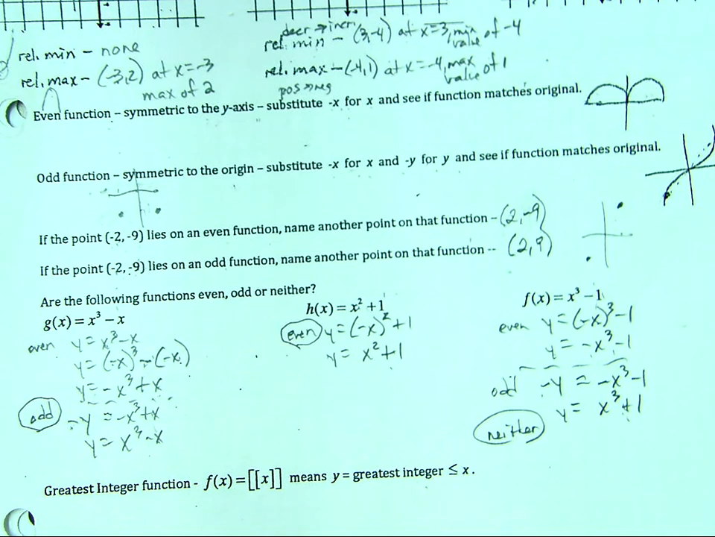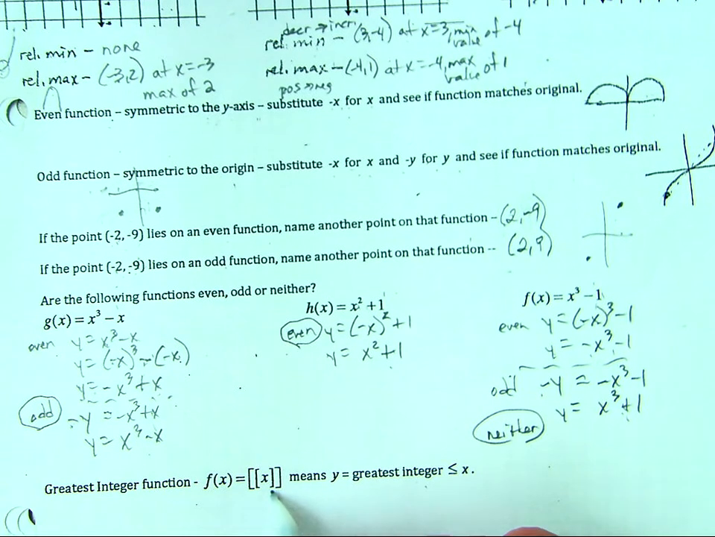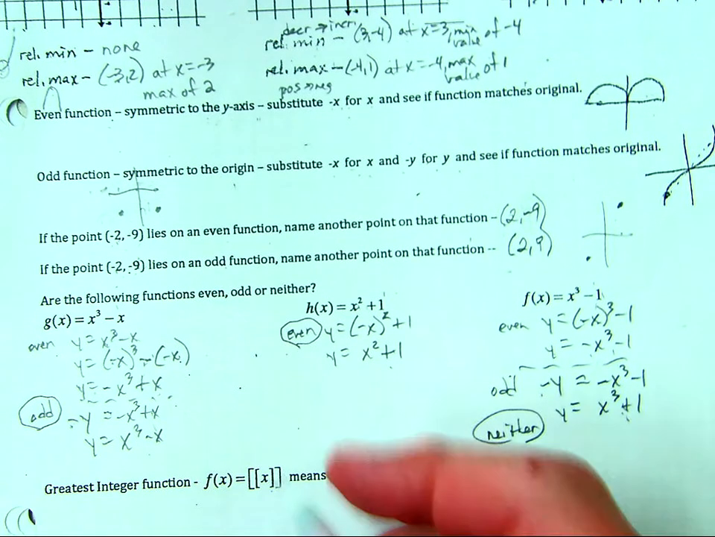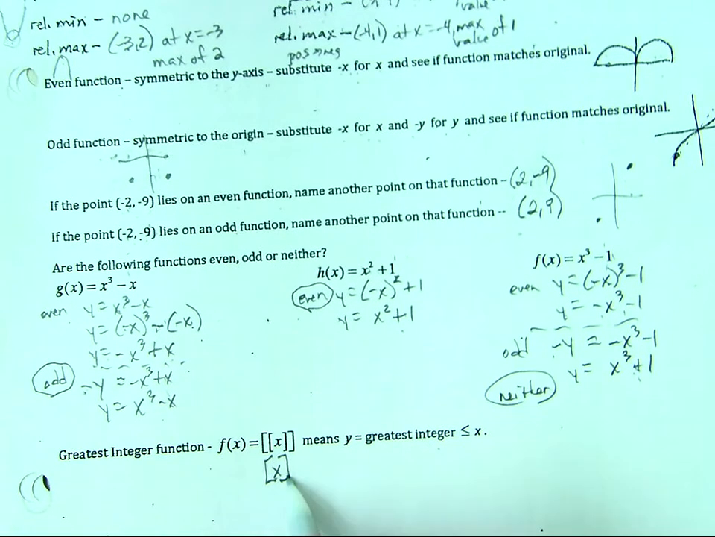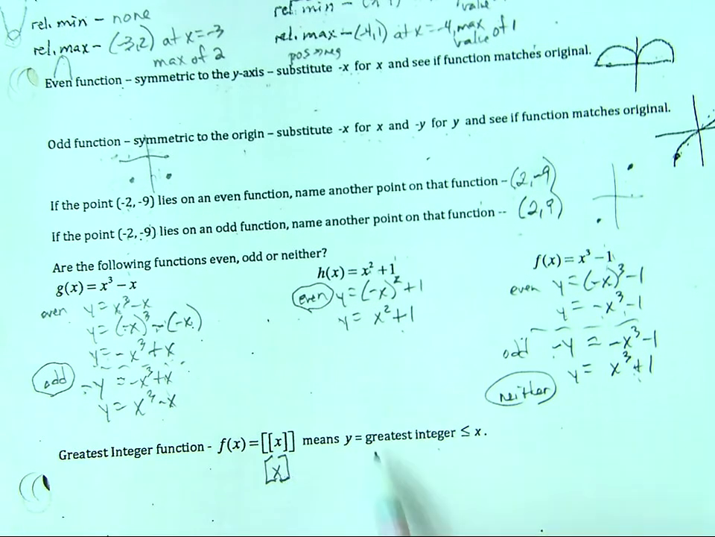The last thing here is the greatest integer function. I thought I changed this, but I guess I didn't. This should be just a bracket around this. Different books do this differently. We're going to just use a single bracket. If you have a single bracket, this is kind of a tricky function.